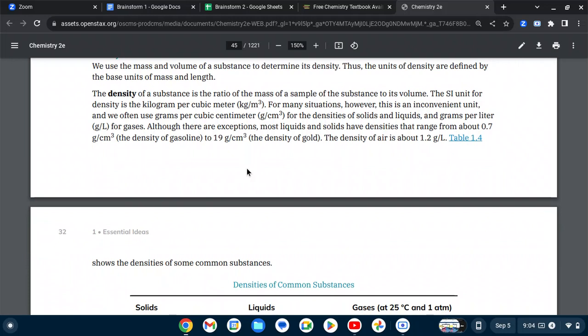For many situations, however, this is an inconvenient unit, and we often use grams per cubic centimeter for the densities of solids and liquids, and grams per liter for gases. Although there are exceptions, most liquids and solids have densities that range from about 0.7 grams per cubic centimeter to 19 grams per cubic centimeter. The density of air is about 1.2 grams per liter.